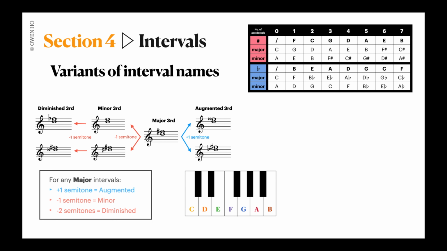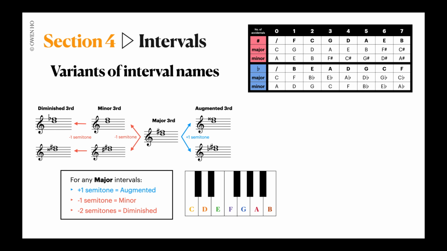So as a summary, and this applies to all the major intervals including the third that we use in this example, as well as the second, the sixth, and the seventh. When the distance between the two notes has been increased by one semitone, we call it an augmented interval. And if it's reduced by one semitone, it's a minor interval. And if it's reduced by two semitones, we call them diminished intervals.